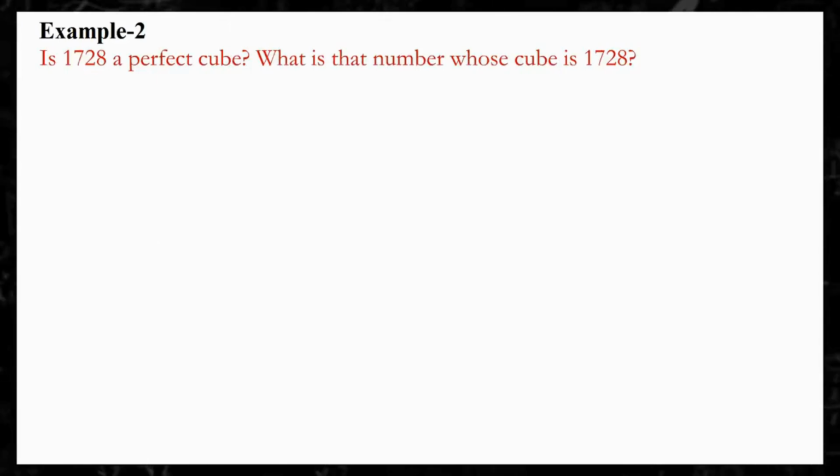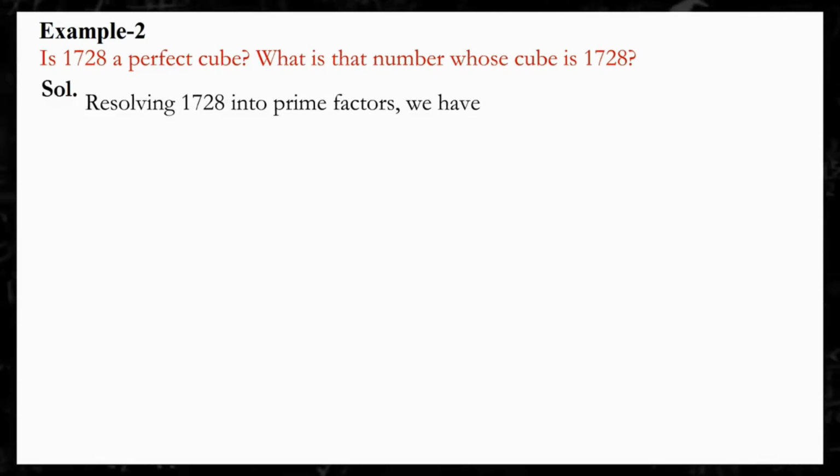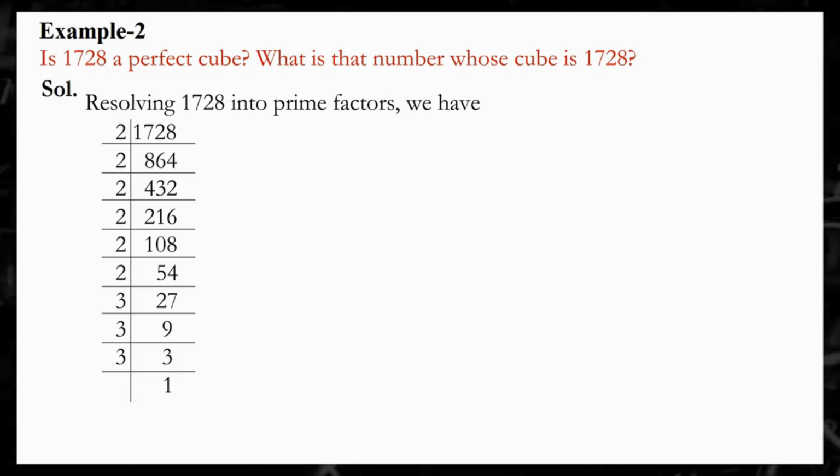Example 2. Is 1728 a perfect cube? What is that number whose cube is 1728? Solution. Resolving 1728 into prime factors, we have: on dividing 1728 by 2, we get 864. On dividing 864 by 2, we get 432. On dividing 432 by 2, we get 216. On dividing 216 by 2, we get 108. On dividing 108 by 2, we get 54. On dividing 54 by 2, we get 27. On dividing 27 by 3, we get 9. On dividing 9 by 3, we get 3. On dividing 3 by 3, we get 1.